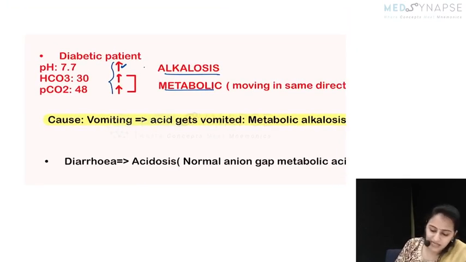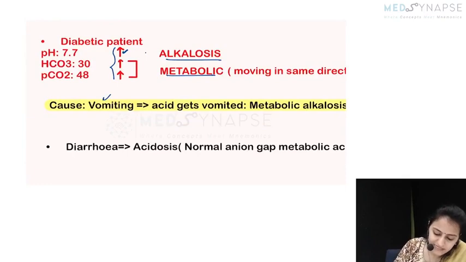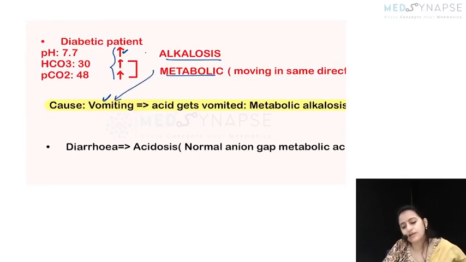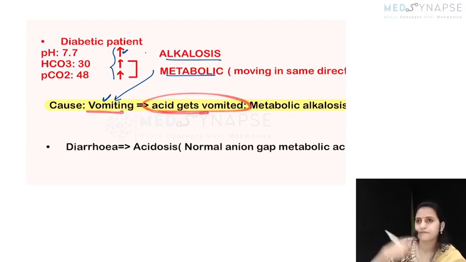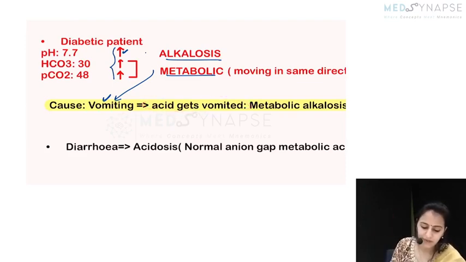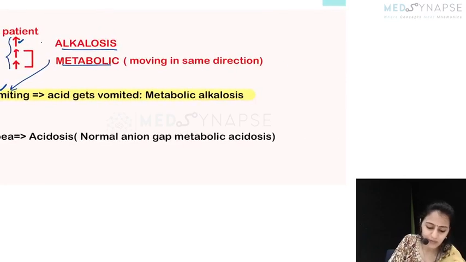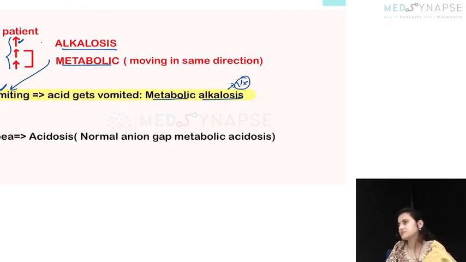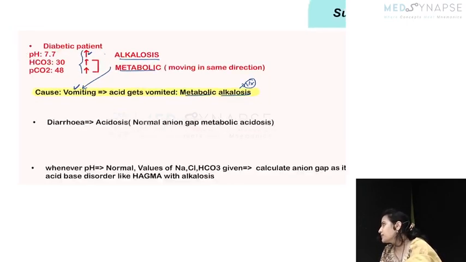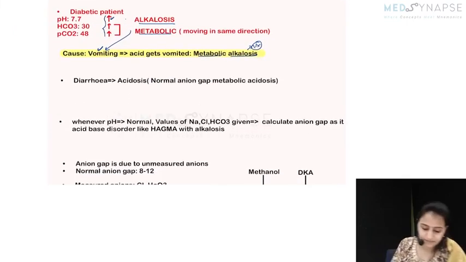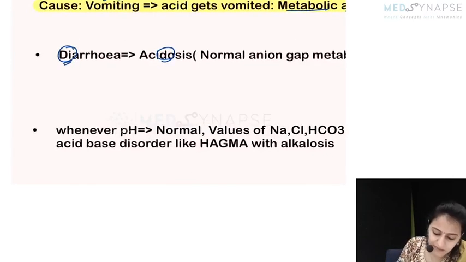And the question gave that the diabetic patient was presenting with vomiting. Vomiting causes metabolic alkalosis. Why? Because in vomiting, what goes out? Acid. So what remains in the body? Alkali. So what will it lead to? Alkalosis. Remember, vomiting is alkalosis. While diarrhea causes acidosis. Remember, diarrhea is D, acidosis.